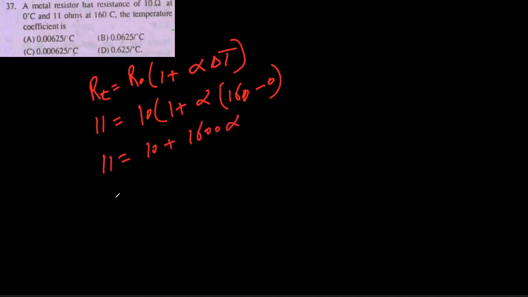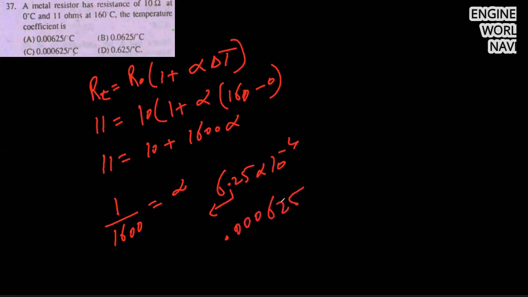So that will be equal to 1 divided by 1600 alpha. So 1 divided by 1600 is equal to 6.25 times 10 to the power minus 4. So move 4 digits toward the left side. So that will be equal to 0.0000625. So option C is the correct answer.